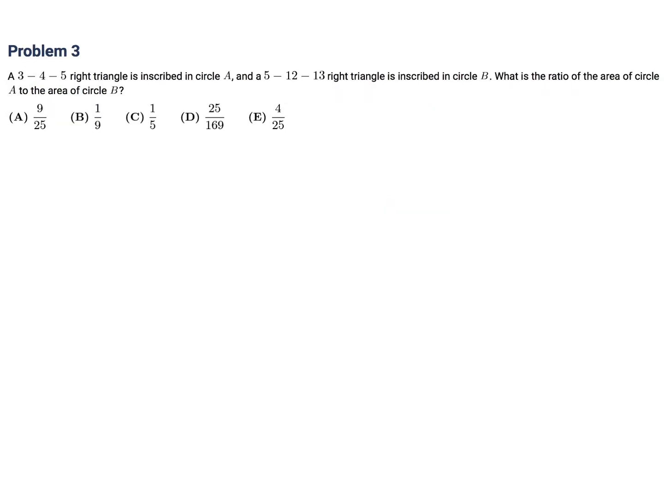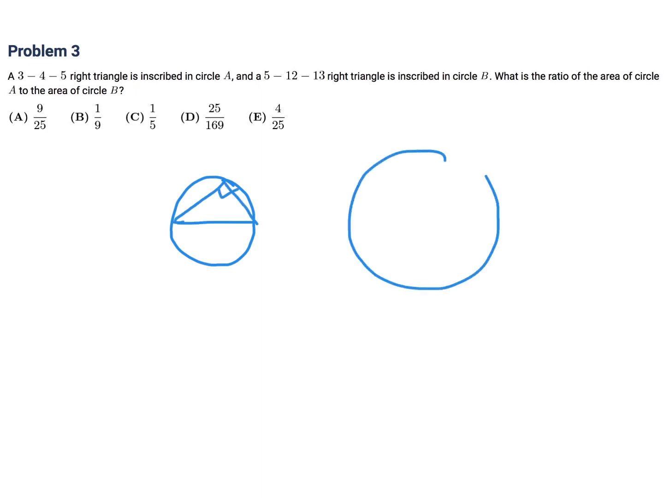A 3, 4, 5 right triangle is inscribed in circle A. A 5, 12, 13 right triangle is inscribed in circle B. What is the ratio of the area of circle A to the area of circle B? So let's draw circle A, and we've got a right triangle inscribed in there. And then circle B, obviously a bit bigger, and we've got another right triangle inscribed in there. The fundamental property is that if you have a right triangle inscribed, the hypotenuse is the diameter. These are the diameters.